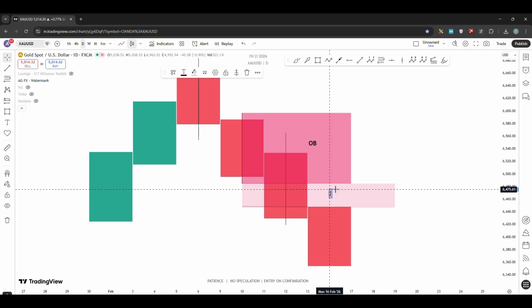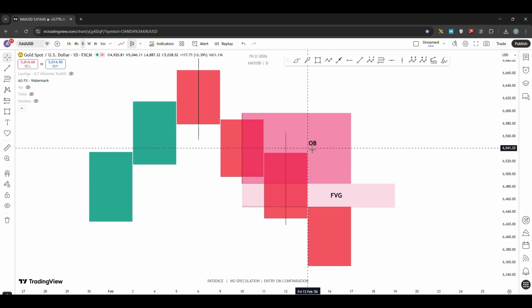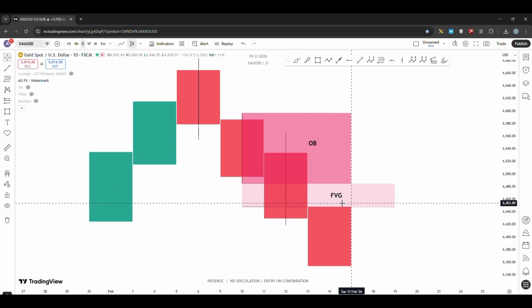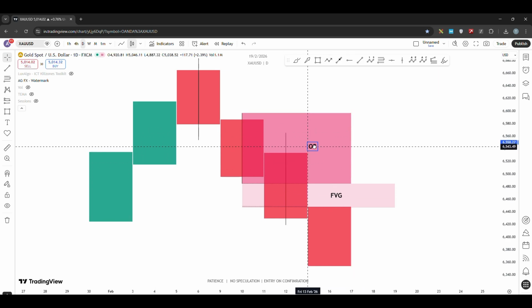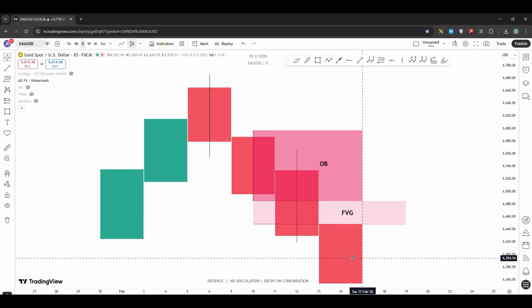So always, if there is a fair value gap, then that adjacent candle will become an order block. If there is no fair value gap, then it is not an order block candle, even if it has given the most buying when we're looking for a selling order block.